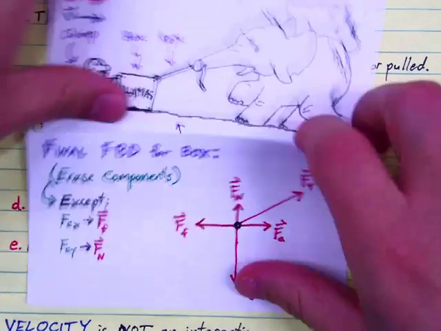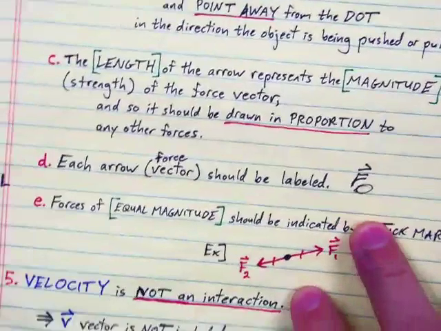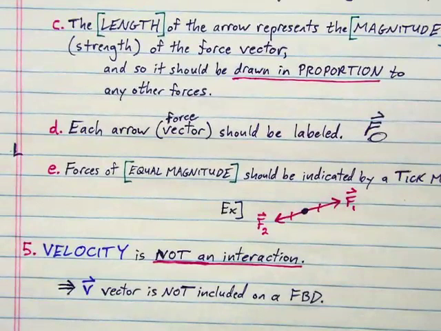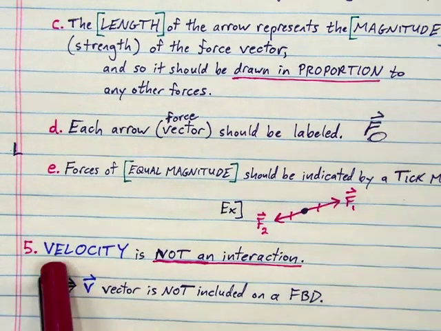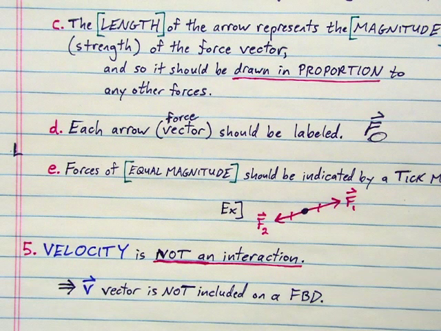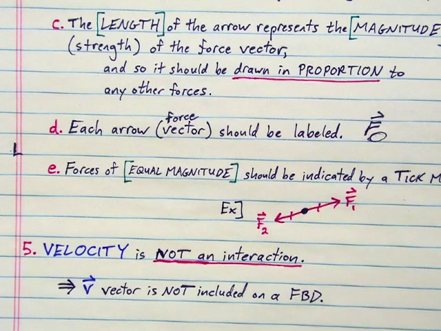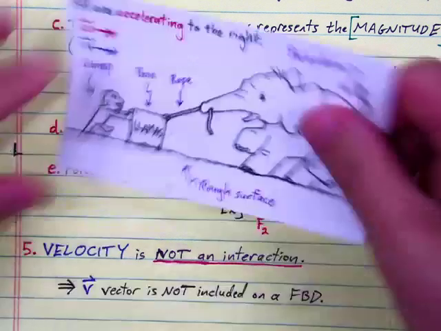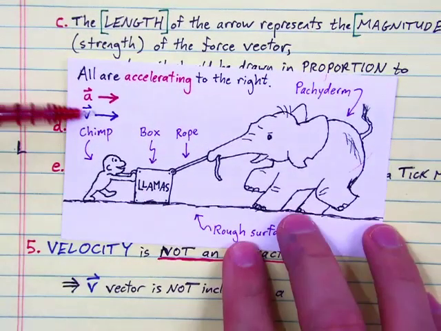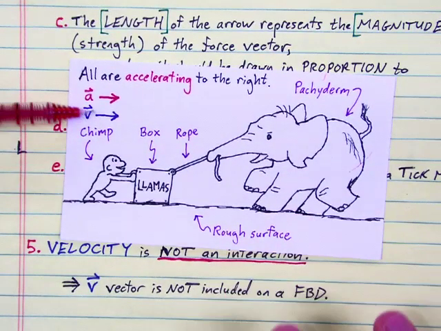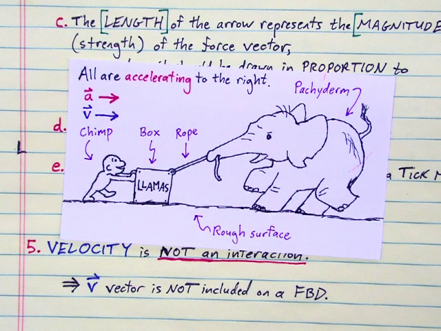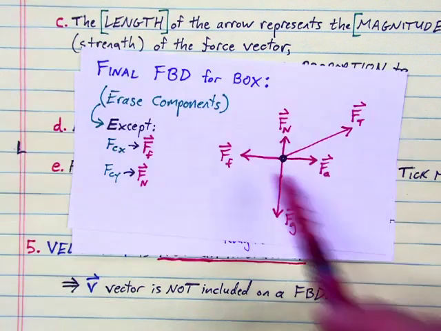Okay, that covers the FBD for the chimp. I'm sorry, that was the FBD for the box. One final guideline here: velocity is not an interaction. A velocity vector for an object is not included on an FBD. So where's my original scenario? Here. The box is moving to the right at the moment, but we do not include that velocity on our FBD anywhere.